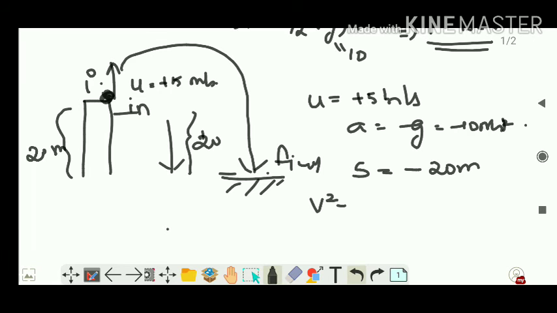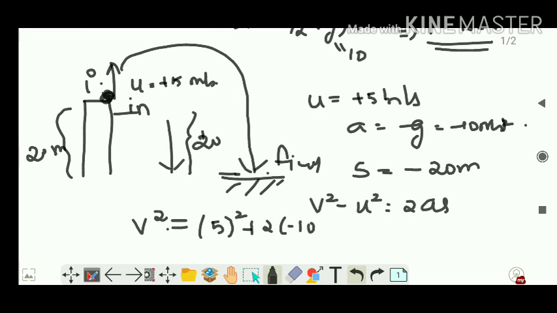So V squared minus U squared is equal to 2AS. Now put the values. What will be V? That is what is asked: what will be the final velocity or the speed before it hits the ground? V squared is equal to U squared, that is 5 squared, plus 2 into A, which is minus 10, into S, the displacement, minus 20. You will get V squared equal to 425. So V will be equal to root of 425 meter per second.